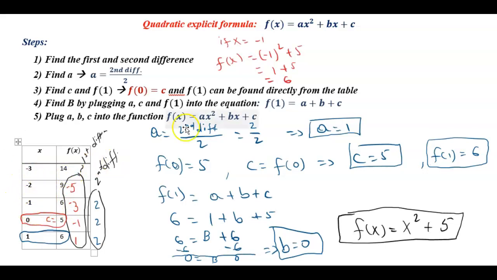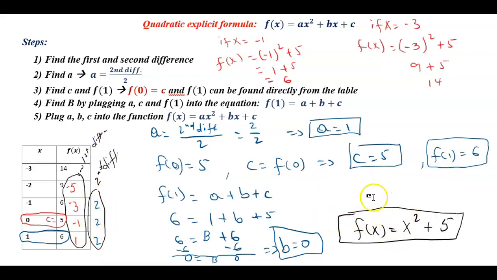So let's do -3 to see if we're going to get 14. If x is -3, we should get 14. If we don't, then something is wrong. -3 squared plus 5. -3 squared is 9, plus 5, and that's equal to 14. So that also checks, which means that equation, that function, works. So the formula for this quadratic table is working.